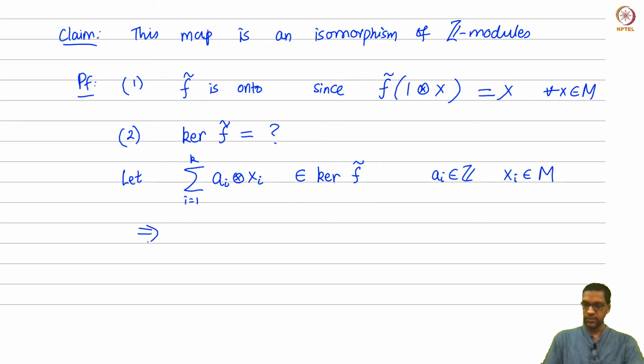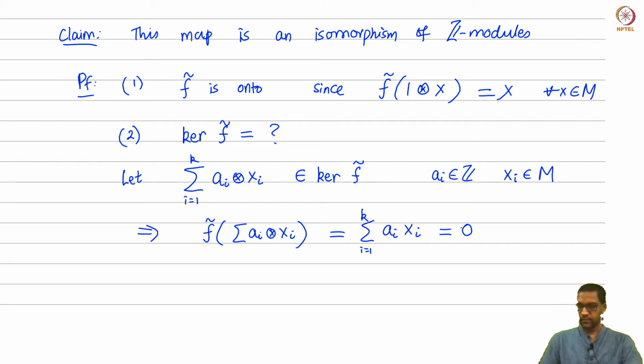Now, belonging to the kernel means what? I apply F tilde to this, and I should get 0. But I know what I get when I apply F tilde. It's just the product ai xi. So suppose this is 0. Good. So this is the conclusion that summation ai xi is 0. Now let xi belong to an element of the kernel.